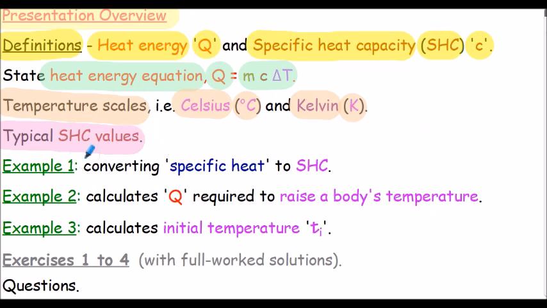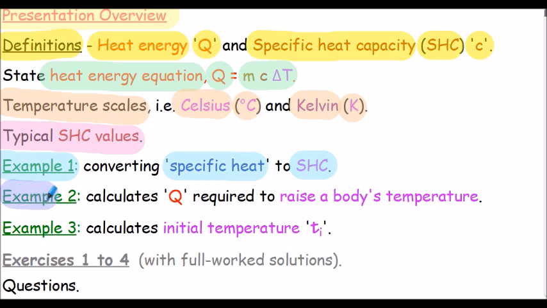Then we have a series of examples. Example 1 converts what's termed specific heat to specific heat capacity. You'll see within the presentation that specific heat is defined as the specific heat capacity of a particular substance divided by the specific heat capacity of water.